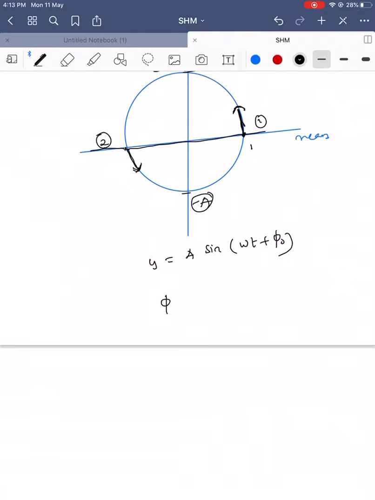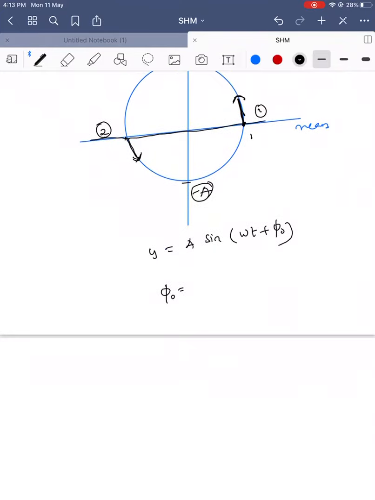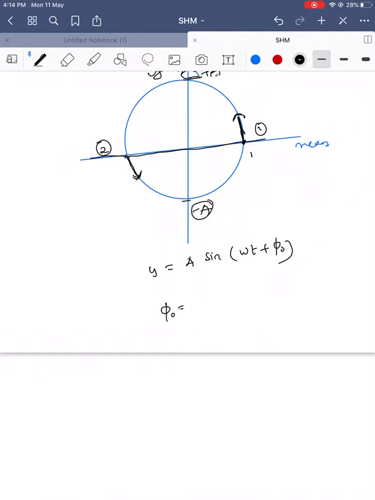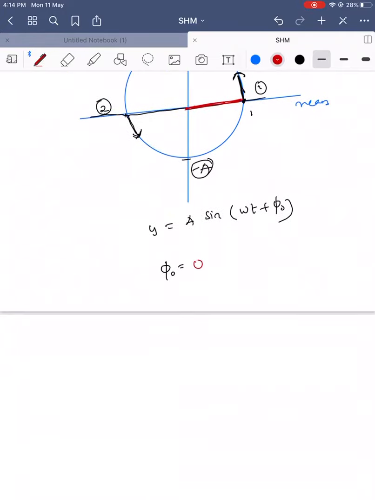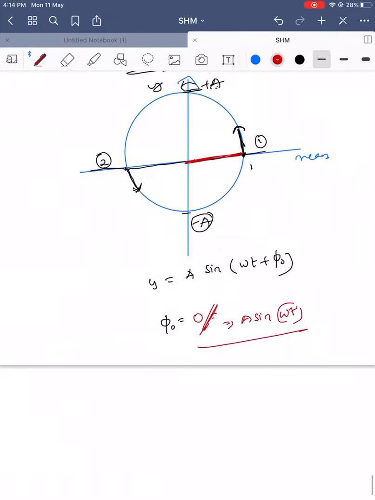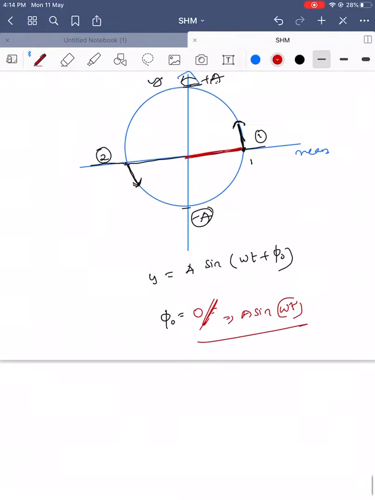Phi naught is the angle made in the circle at time t equal to 0. In this case, it is on the horizontal line only, so there is no angle as such. So phi naught is equal to 0, and we can write it as a sin omega t. You will not understand immediately. Next question we will see.